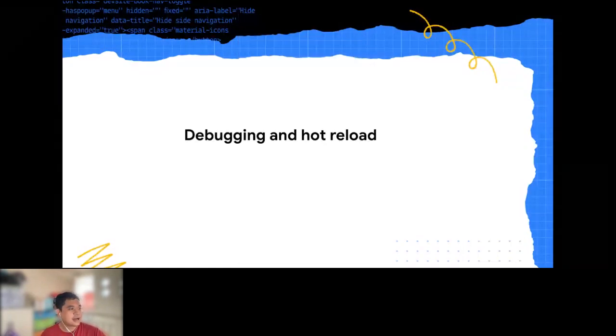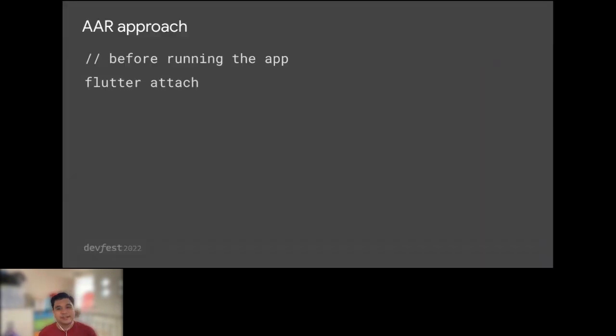And then after that, the next thing is how we could perform debugging and hot reload, which I mentioned previously. The benefit of using Flutter is the hot reload feature, where we could have our changes reflected in the app without rebuilding the app. To do that, we need to run flutter attach. Before running the application on either your physical device, emulator or simulator, you will need to execute this command, flutter attach.